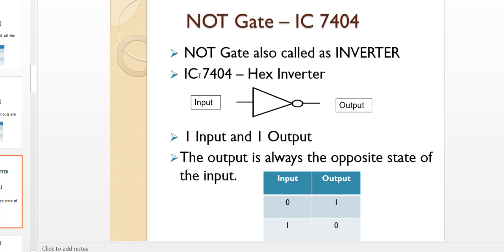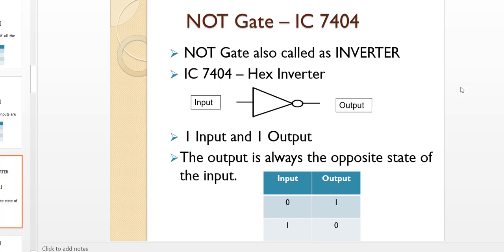Basically, IC 7404 is also called a hex inverter. We are going to see the IC configuration of this IC also. I am going to show you the IC combination also. So, IC 7404 is called a hex inverter. Now, please remember, earlier for AND gate and OR gate, we have seen that we have n number of inputs and 1 output. Basically all gates have minimum 2 inputs and 1 output except NOT gate.